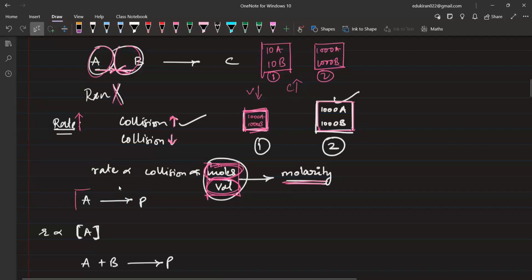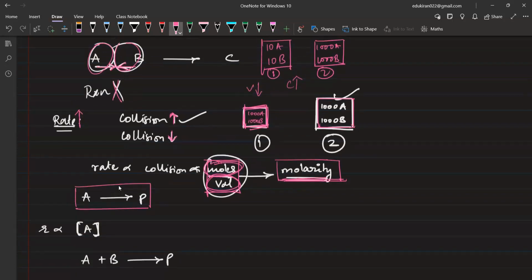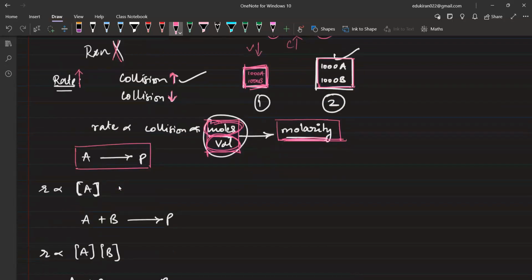We have a reaction. A is giving me product. Sorry, the rate will be directly proportional to the concentration. We have just proved that the rate is directly proportional to the concentration of reactant. So the rate R is directly proportional to A, the concentration of A. Makes sense? Yes or no? Yes, sir. अब ध्यान दीजिए जरा.